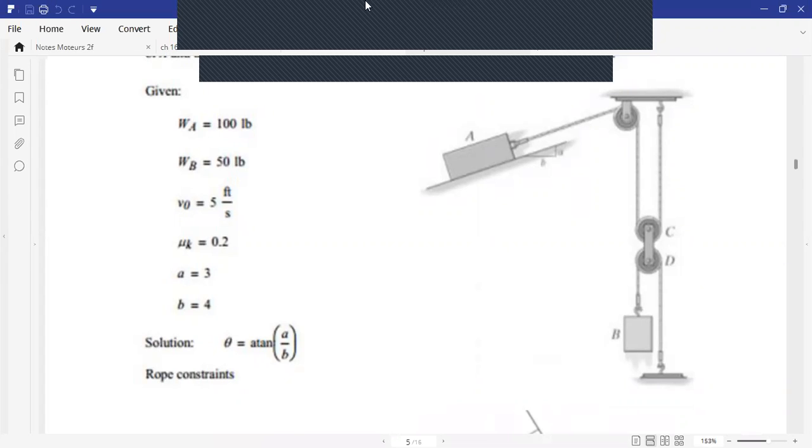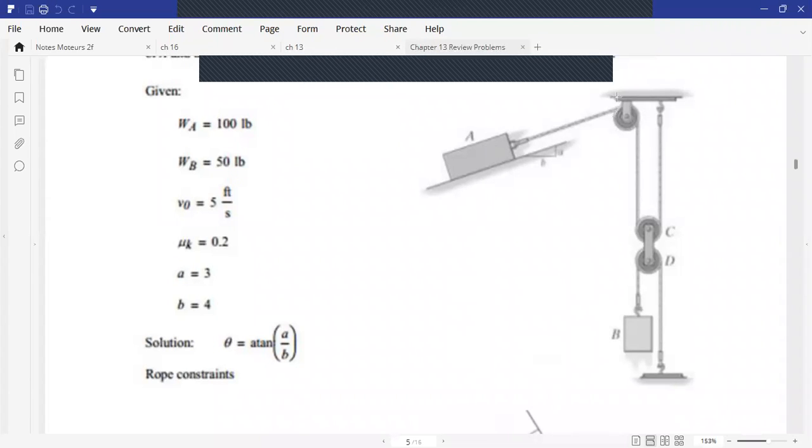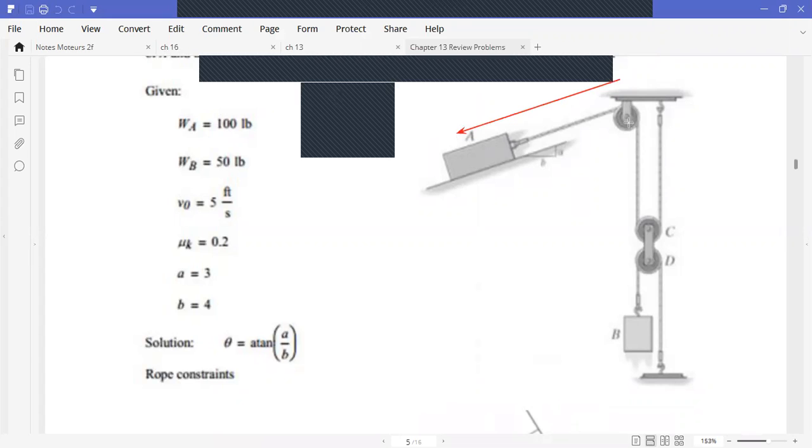How many coordinates do we need here? Three. One for block A. The coordinate for block A will be inclined, because A is moving along an inclined line. So this is SA, counted from here to here. This is the reference line for A. I can take it passing through the center of the fixed pulley. So this is SA.